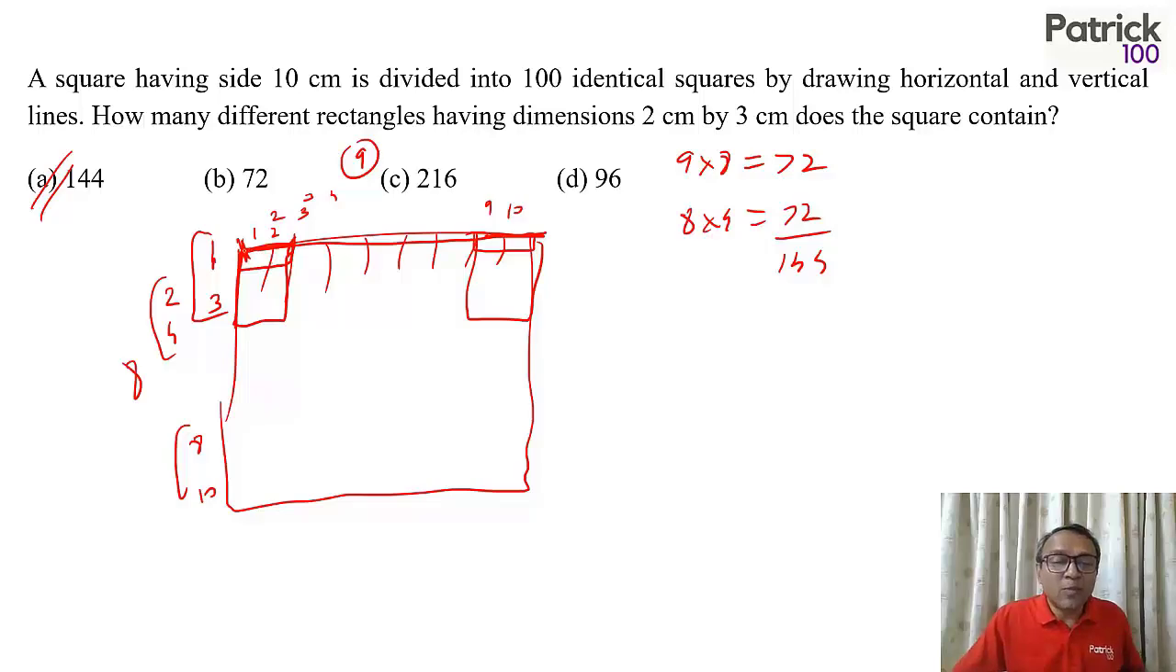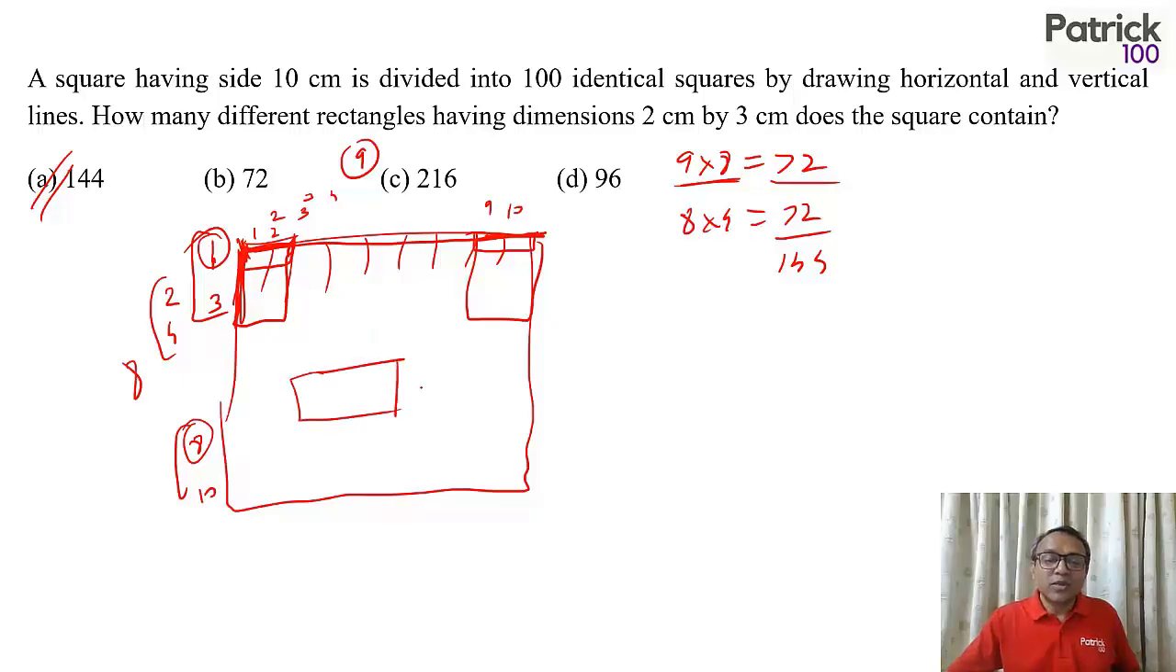First of all, try to find how many lengths of 2 I can form. You can see that 1, 2, 2, 3, 3, 4 up to 9, 10, I can form 9 of dimension 2. And dimension 3, I can form 8. 1, 3, 2, 4 up to 8, 10. So it goes from 1 to 8, so 8 sides. So the number of rectangles formed is 9 times 8, which is 72. If you reverse to 3 by 2, that means if you take length as 3 and breadth as 2, then it becomes 8 into 9. So 72 plus 72, you get 144.